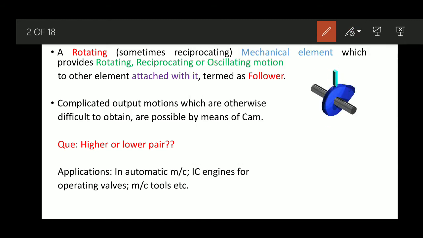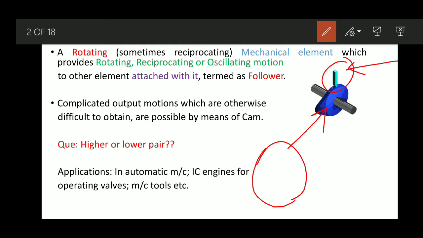As you can see, it has got three basic elements. One is this particular cam. Now you can see another element, this one, which is in contact with the surface of this cam. It is somewhere here. It is not embedded.